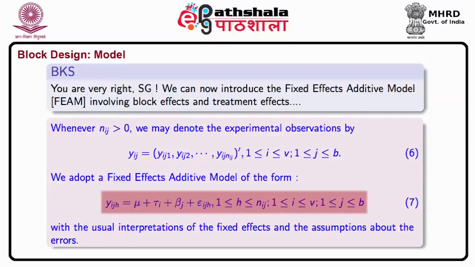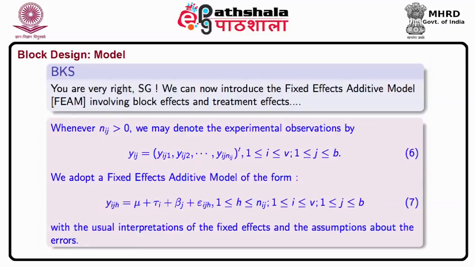Now we adopt a fixed effects additive model. So this Yijk we model as mu, general effect, tau i, the effect of the ith treatment, beta j, effect of the jth block, and the error, with the usual interpretations of the fixed effects and the assumptions about the errors.